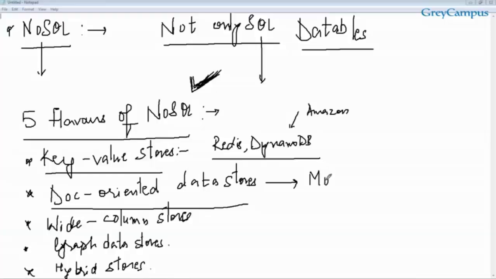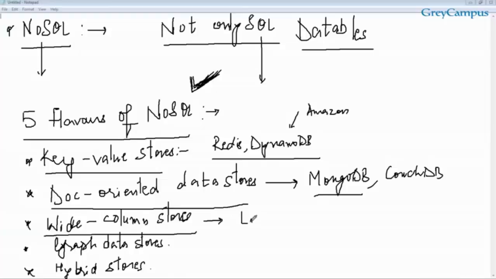Example is MongoDB, CouchDB. Wide column stores, inverted, RDBMS upside down. Example of this is again Cassandra, HBase. Again, we'll talk about these in detail when these will be coming in the topics. Graph data stores. There's the Neo4j. There is the Apache Giraph. Both of them are graph data stores.